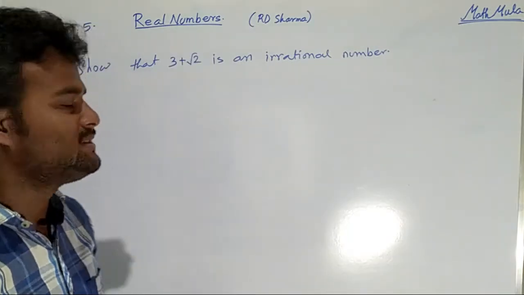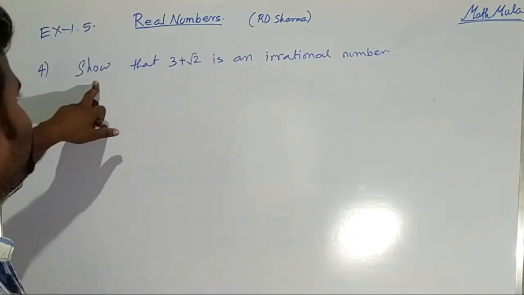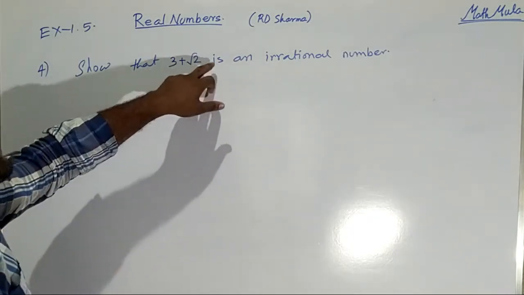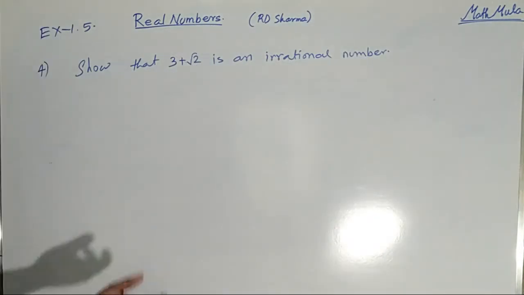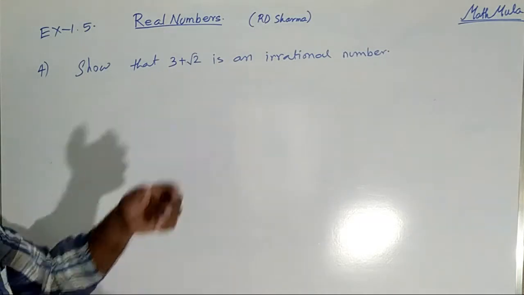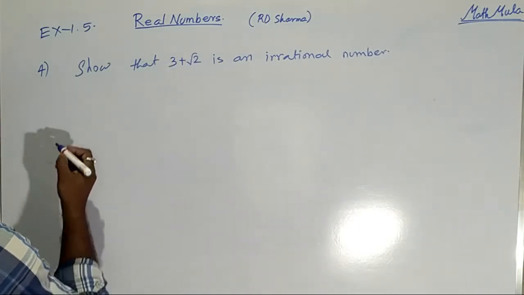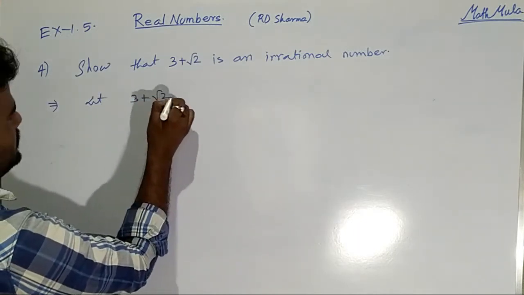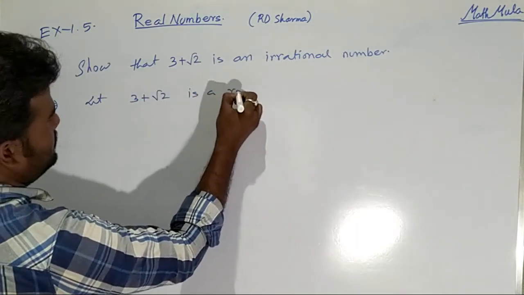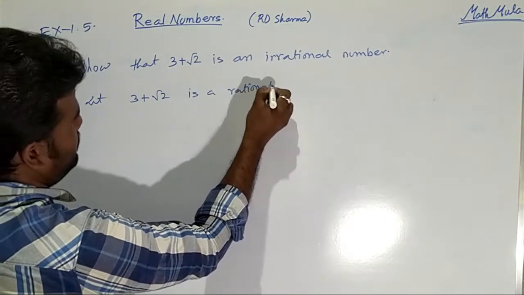Now we solve sum number 4. Show that 3 plus root 2 is an irrational number. Similarly, we prove this sum by contradiction. Let 3 plus root 2 be a rational number.